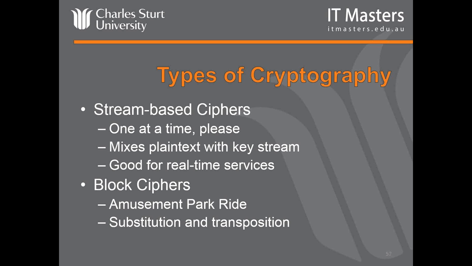Types of cryptography, we have stream and block ciphers. Stream is like one at a time. So if we think about 1 bit going in, encrypted, 1 bit going in, encrypted. It's gone through XORed with a little stream that mixes our plain text with a key stream. It's good for real-time services. At the end of the day, this is where we have live streaming data. We can encrypt it as it goes.